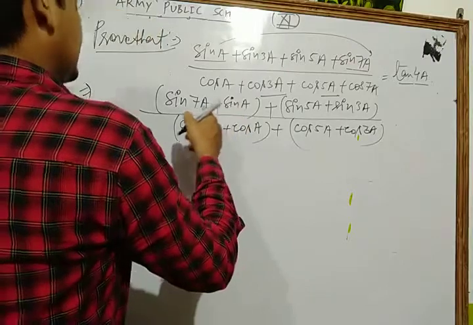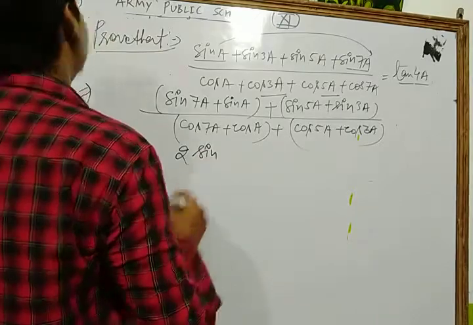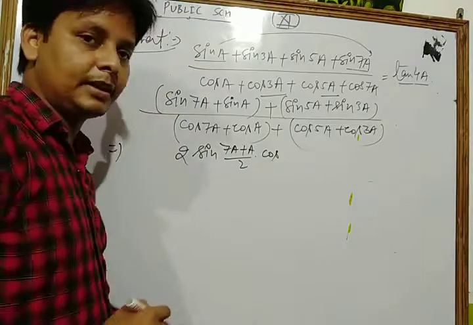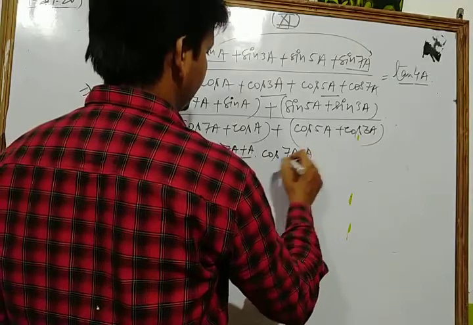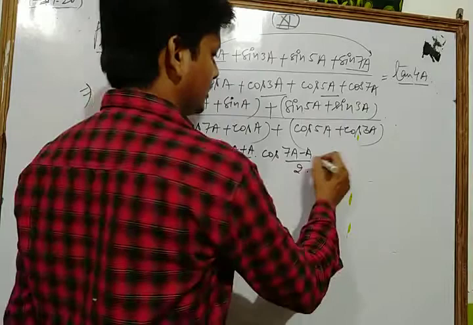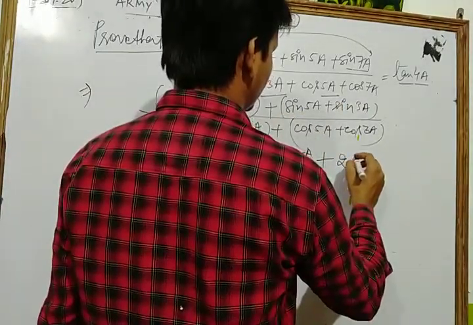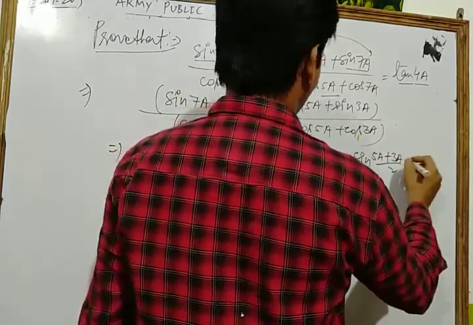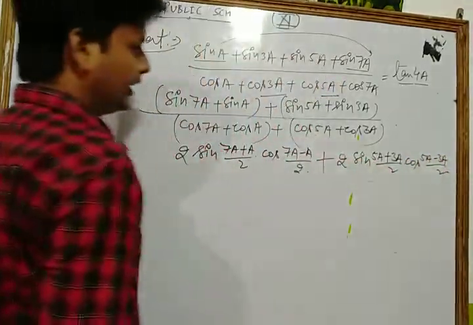Take the first two parts, sin C plus sin D. What is the formula for that? It is 2 sin((C plus D)/2) into cos((C minus D)/2), here with 7A minus A upon 2. The same formula applies in the next part, sin C plus sin D, 2 sin((C plus D)/2) into cos((C minus D)/2).